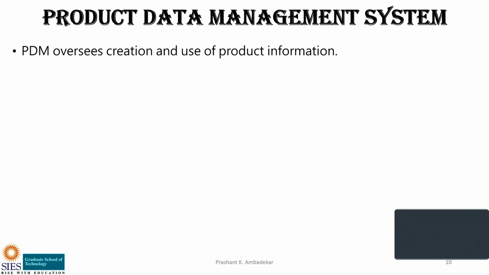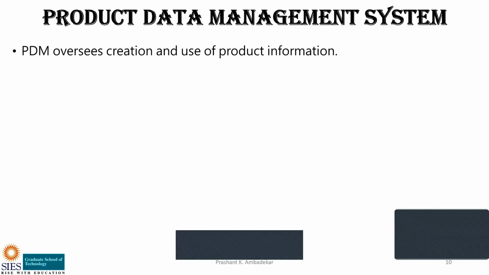A PDM system manages the creation and use of product information throughout a product's life. A PDM system makes it possible to reduce lead time and product cost as well as to improve market share and profit by A. improving the quality of product, B. improving the flow of the product, and C. supporting new product development.